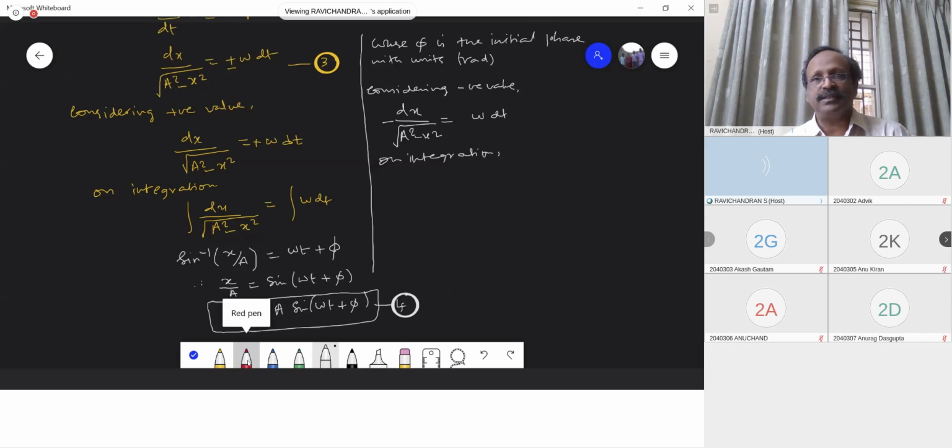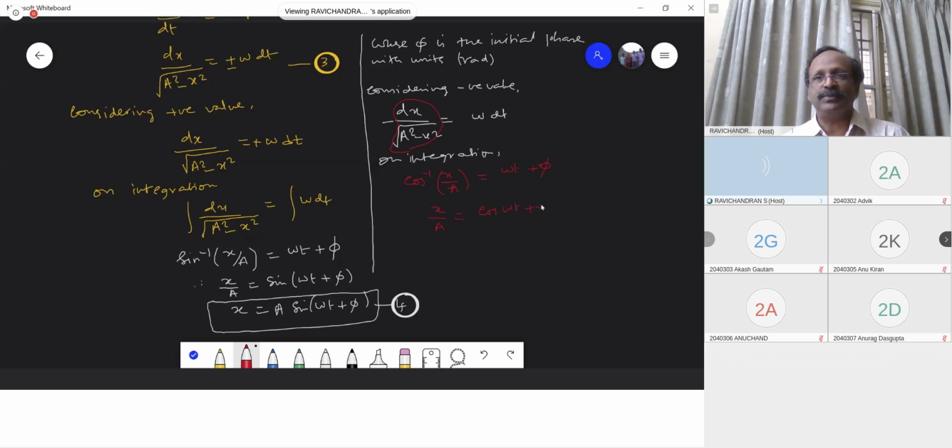On integration of this, minus of this much becomes cos inverse of x by a because of the minus sign, equal to, again the same thing, omega into t plus some phi. Phi is nothing but the initial phase. This phi and this phi will be of the same value. Therefore I can write x by a is equal to cos of omega t plus phi. So x is equal to a cos of omega t plus phi.